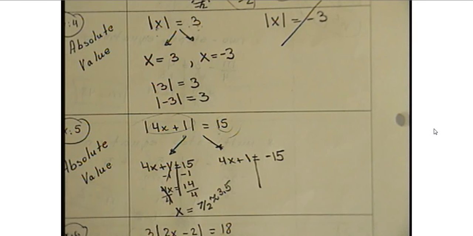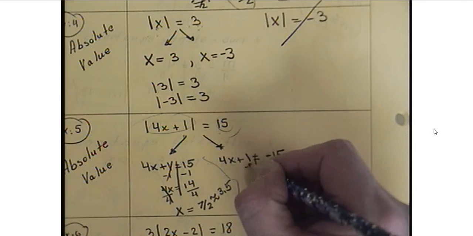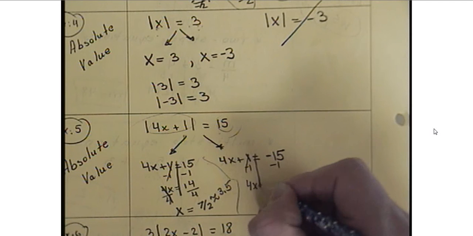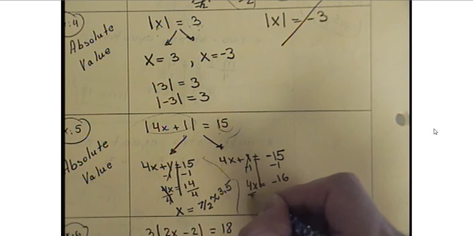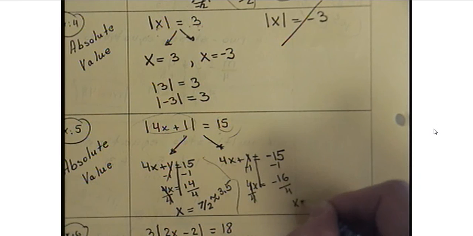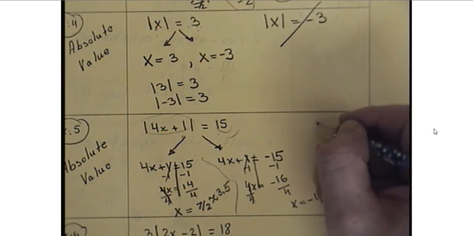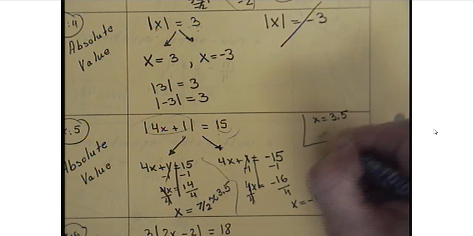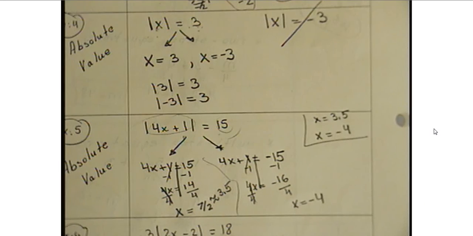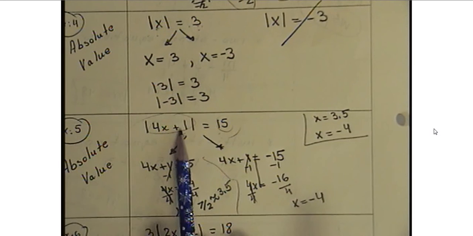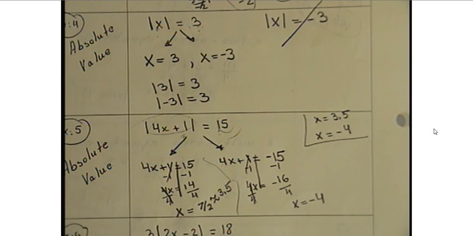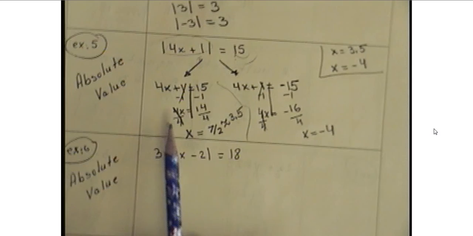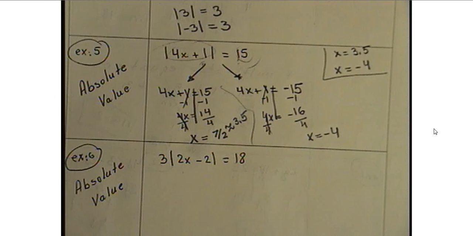Okay, and next example, minus 1, minus 1, those two cancel. We have 4x equals negative 16, divided by 4, so x equals negative 4. So the two answers that we can get here will be x equals 3.5 and x equals negative 4. So those are the two possible solutions for this example to be true, and the absolute value to be equal to positive 15. Final example, when you are given something like this, a number times the absolute value equals 18.